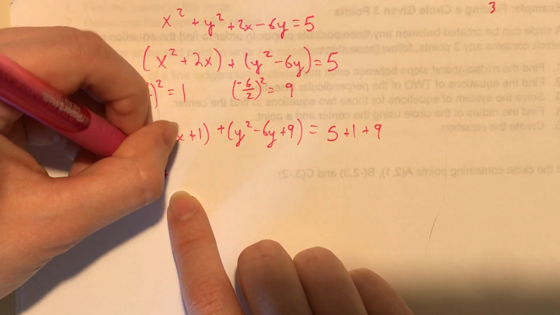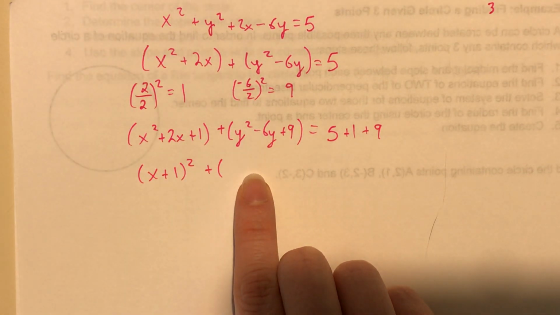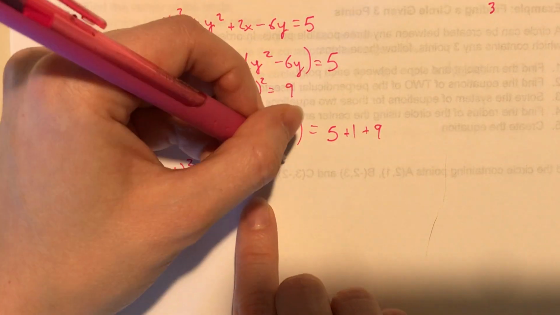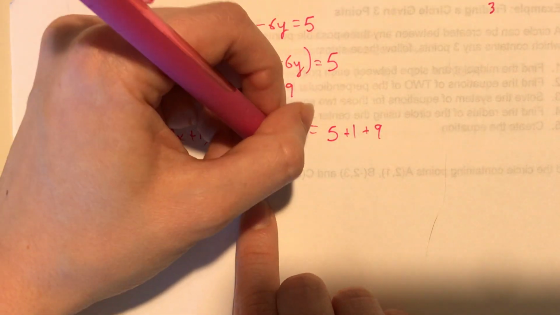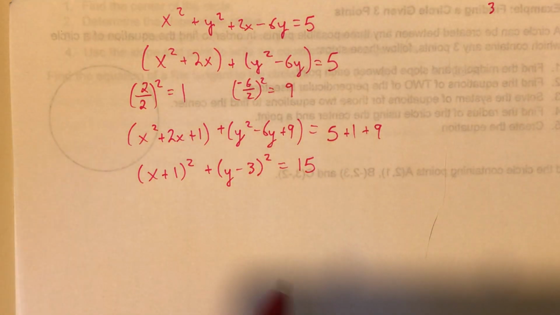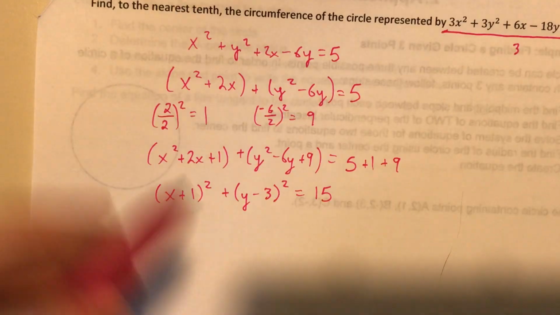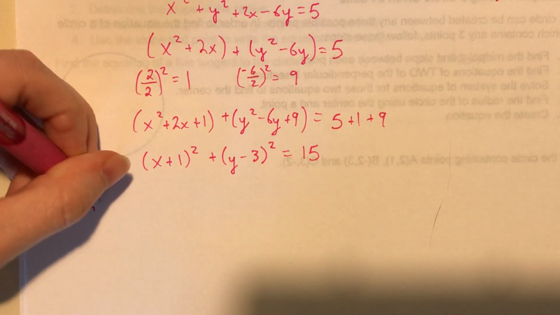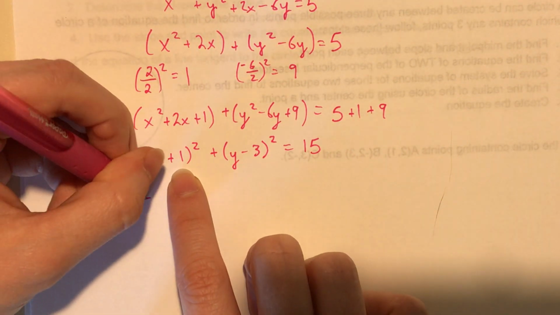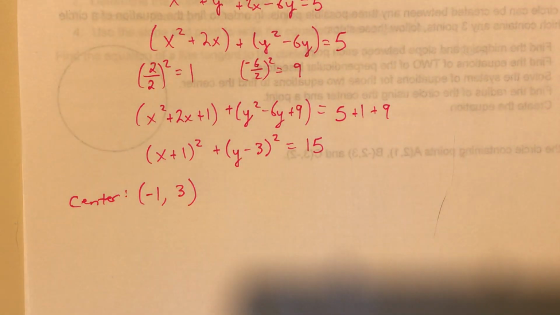So to simplify this down and factor it, my x squared plus 2x plus 1 factors into x plus 1 squared. My y squared minus 6y plus 9 factors into y minus 3 squared equals 5 plus 1 plus 9, so that's 15. And so we could find the center here. We actually don't need the center of the circle to find its circumference, which is what we were being asked. But if we wanted to, remember to switch the signs, so the center is negative 1, positive 3, because that formula has that minus in it already.